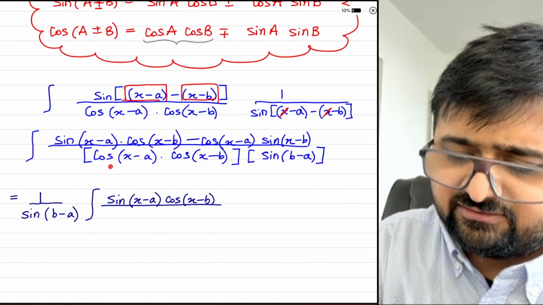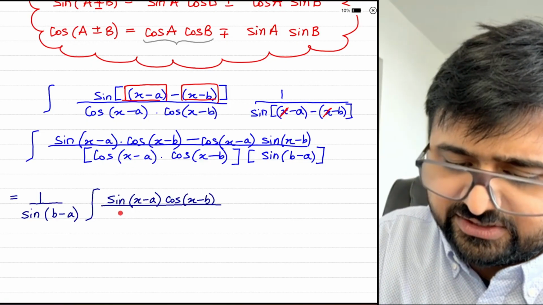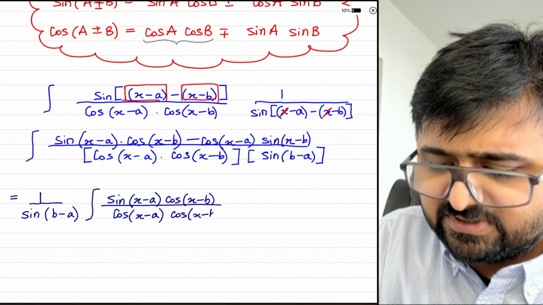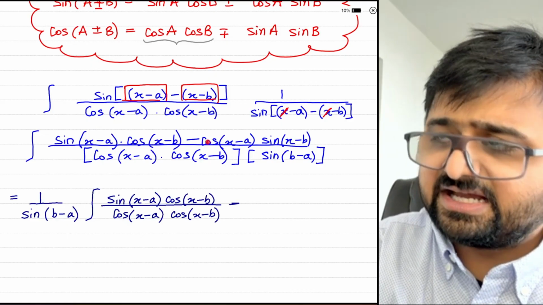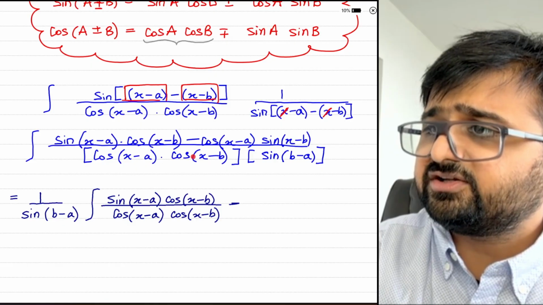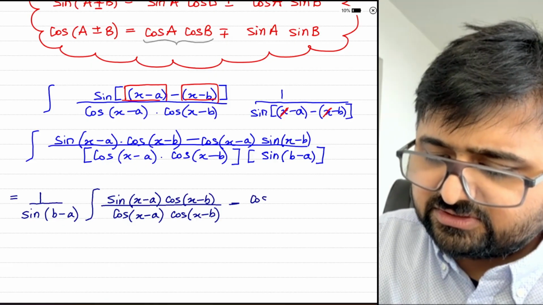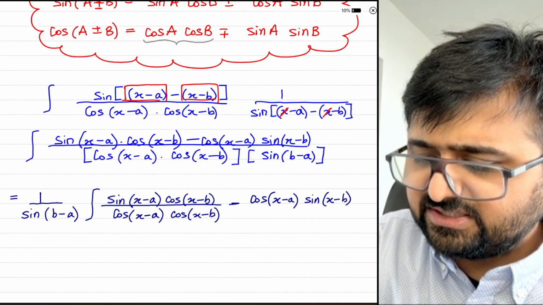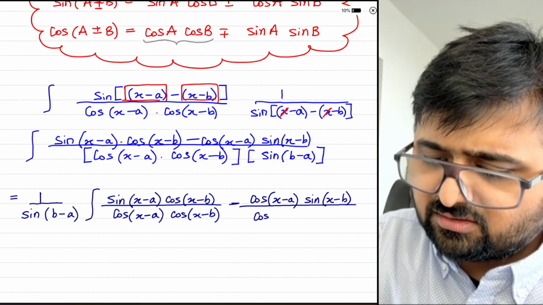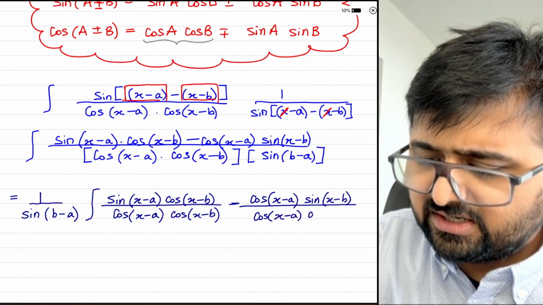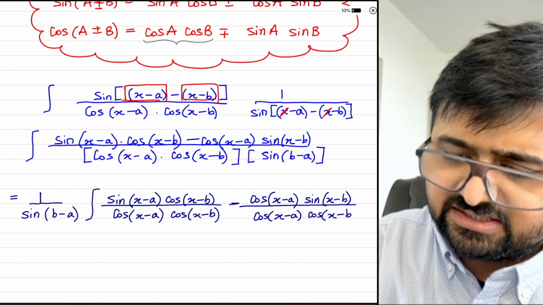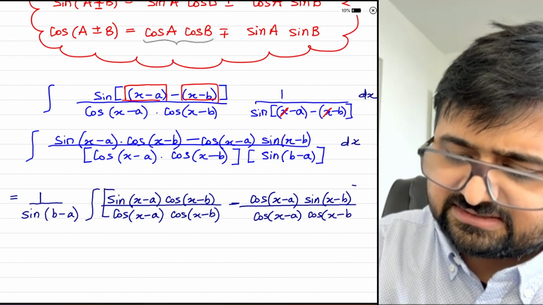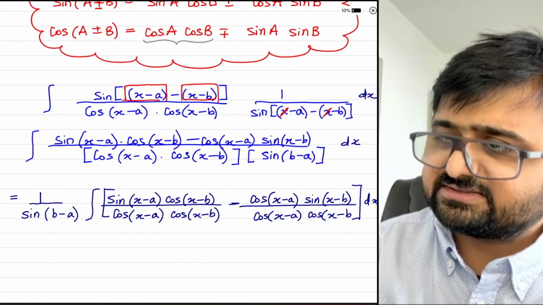I give the denominator term to the first term in the numerator, which is cos(x minus a) cos(x minus b). Then I have minus. I give this denominator term to the second term in the numerator. That will give me cos(x minus a) sin(x minus b) divided by cos(x minus a) and cos(x minus b). Remember that is with respect to x over here. All the time I have dx, which means with respect to x.